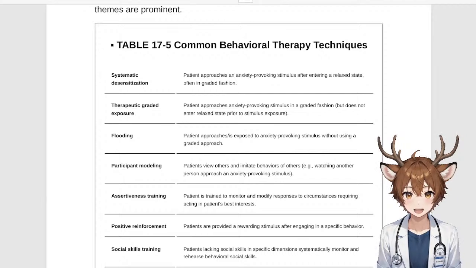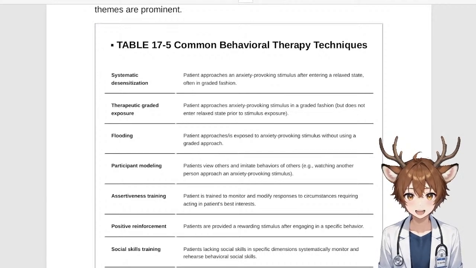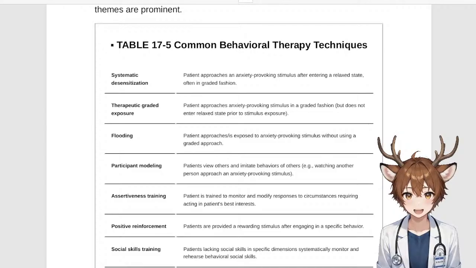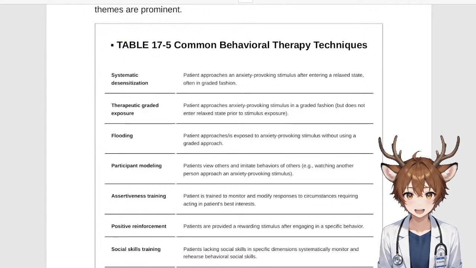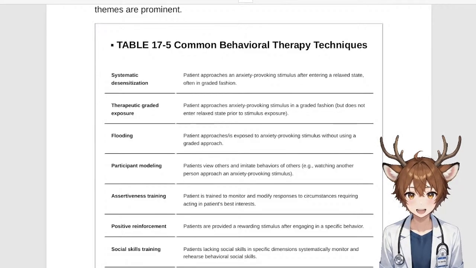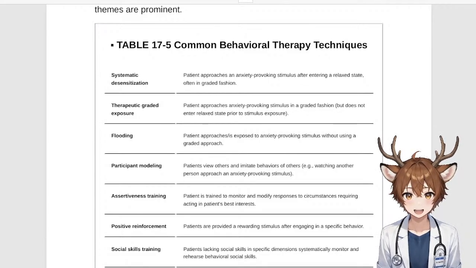So systematic desensitization involves you being relaxed initially. For therapeutic graded exposure, you're not being relaxed initially. We're not going through the relaxation process necessarily. We don't start you off relaxed and then get you into it. We just go into it. That's for therapeutic graded exposure. We don't care if you're relaxed before.